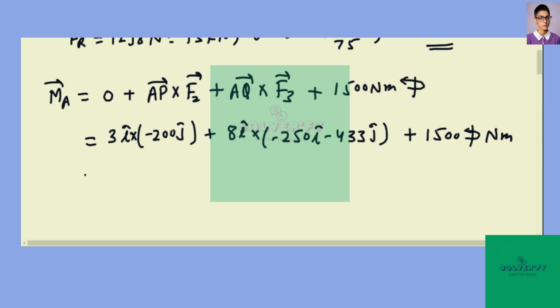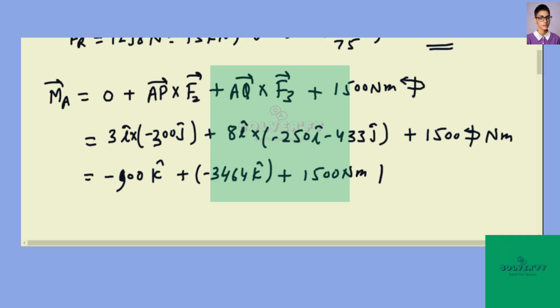Now when you simplify, you will get minus 900 k cap, sorry, F2 is 300 force, so this will be 900, and if you simplify the other term, it will be minus 3464 k cap, and this is 1500 Newton meter. A negative k cap means clockwise direction.